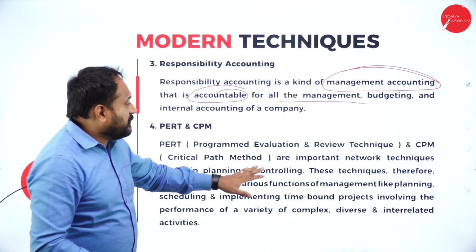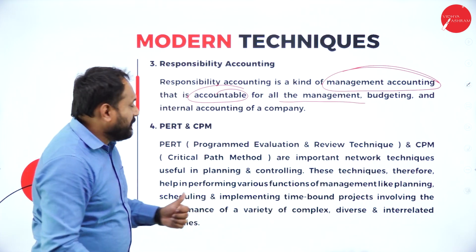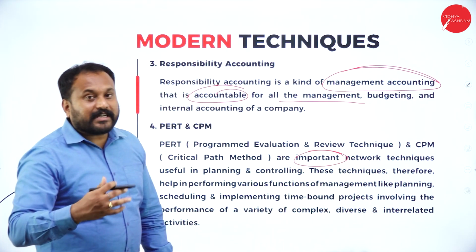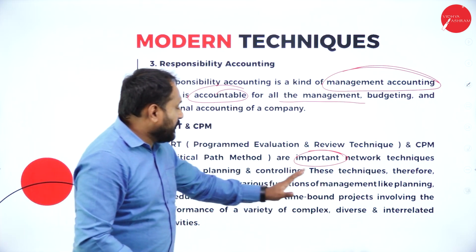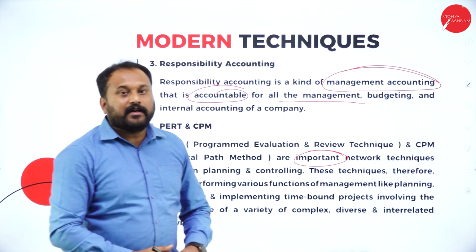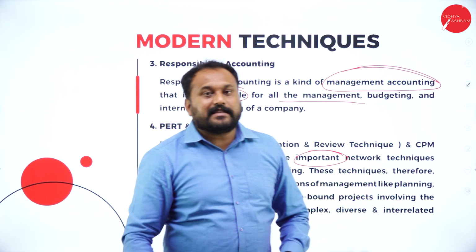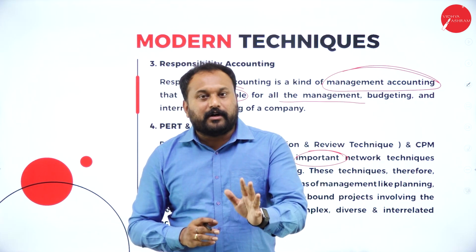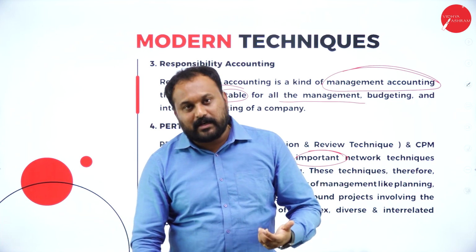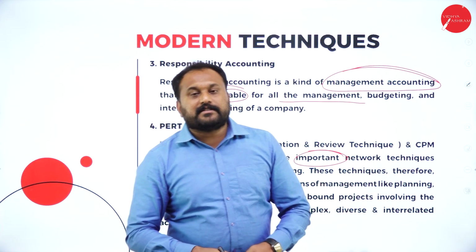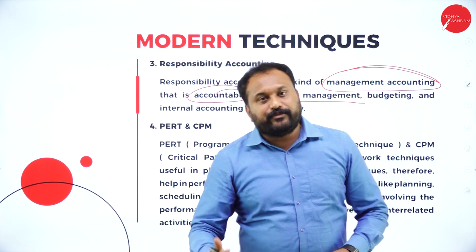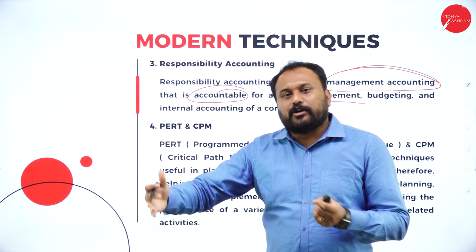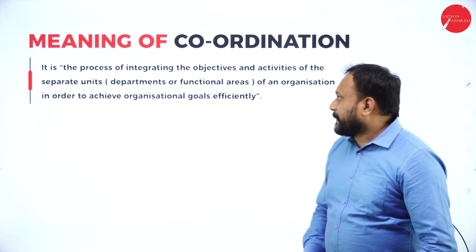PERT, that is program evaluation and review technique, and CPM, the critical path method, are important network techniques useful in planning and controlling. So here PERT and CPM evaluate the program, which you need to do in the earliest way. And critical path method is about how well you are supposed to finish each and every task in a given or short span of time.